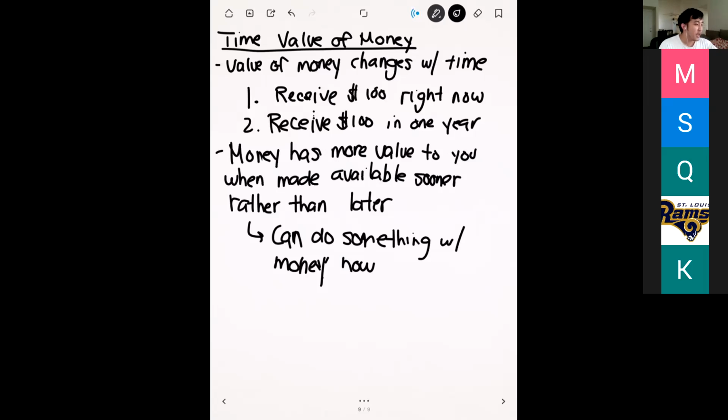The idea with this is that money has a value. Even regardless of inflation or not, money has more value to you sooner rather than later because you can use it. Okay, and another reason why money has a time value is this whole concept of interest.